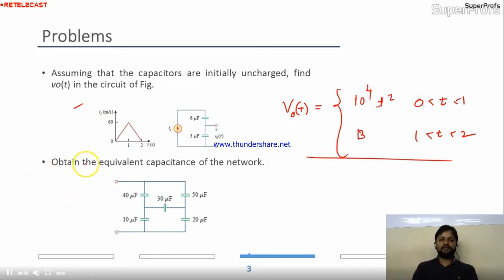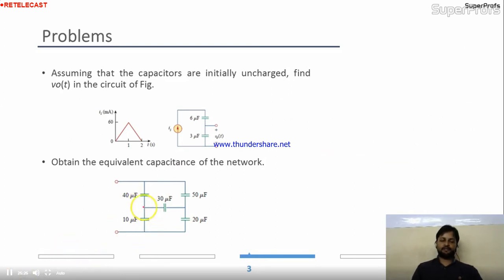Now come to the second one. They're asking, obtain the equivalent capacitance of the network. If you observe this circuit, the capacitors are not connected in series or parallel combinations. Maybe they are in delta connection or star connection. I think now you can easily identify they are connected in delta or star. So to resolve this, we need to know the formula for delta to star and star to delta.